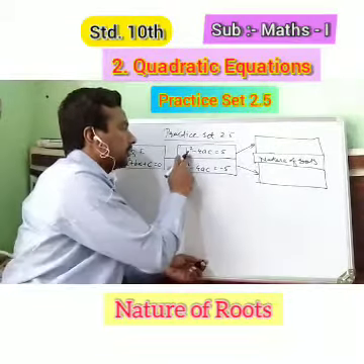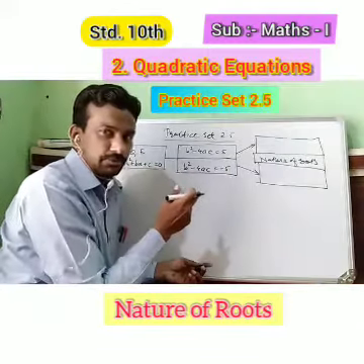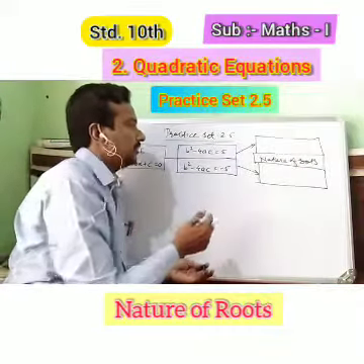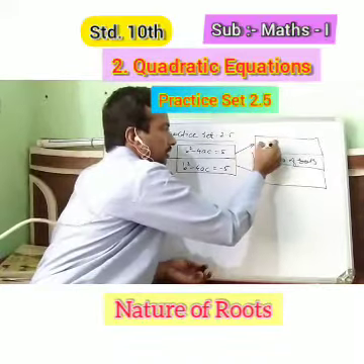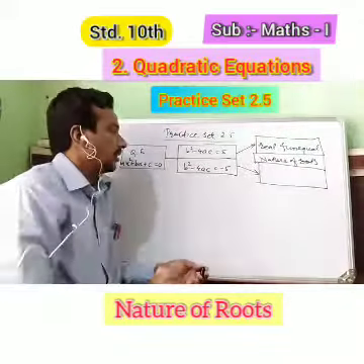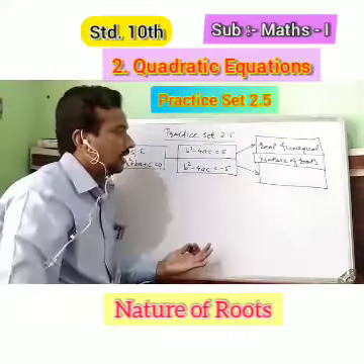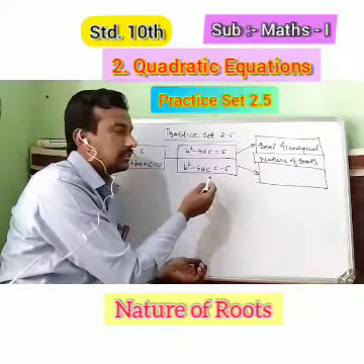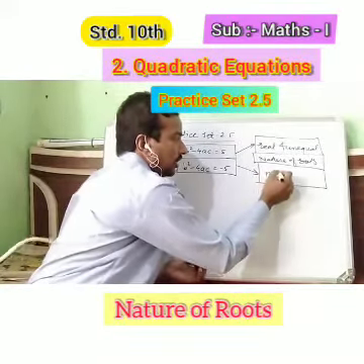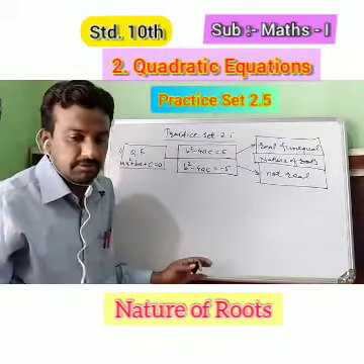Now b square minus 4ac is equal to 5. This is given. 5 is greater than 0. Therefore, b square minus 4ac is greater than 0, means the roots are real and unequal. And in second condition, b square minus 4ac is equal to minus 5. Minus 5 is less than 0. Therefore, b square minus 4ac is less than 0. It means the roots are not real. Got it, all of you? Okay.